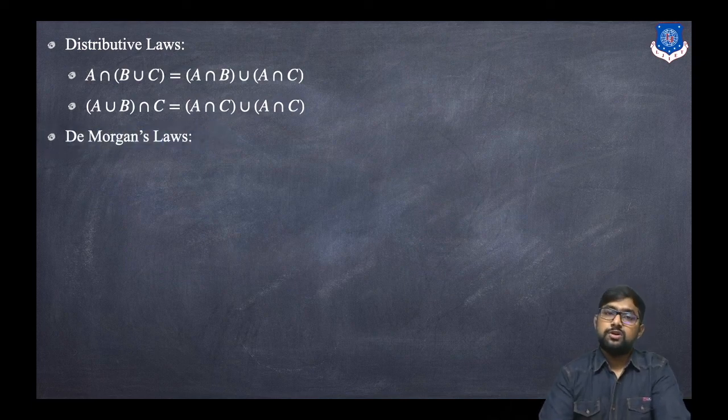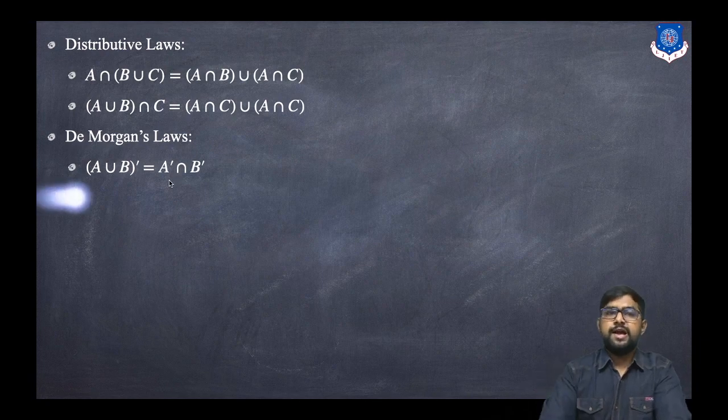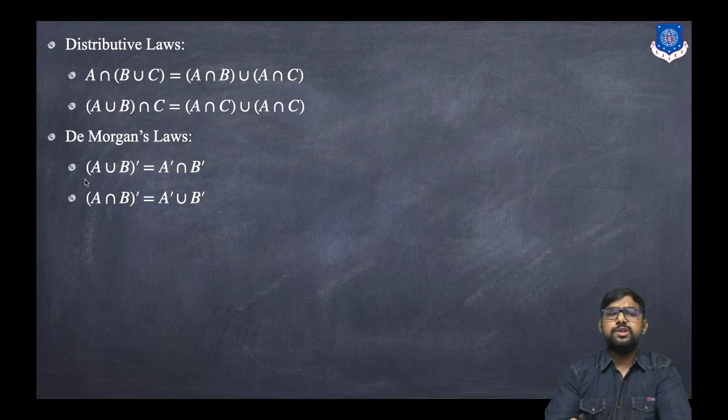Then what is De Morgan's law? (A ∪ B)' means the complement of A union B equals A' ∩ B'. And in the same manner, if we change the order of intersection and union, (A ∩ B)' equals A' ∪ B'.